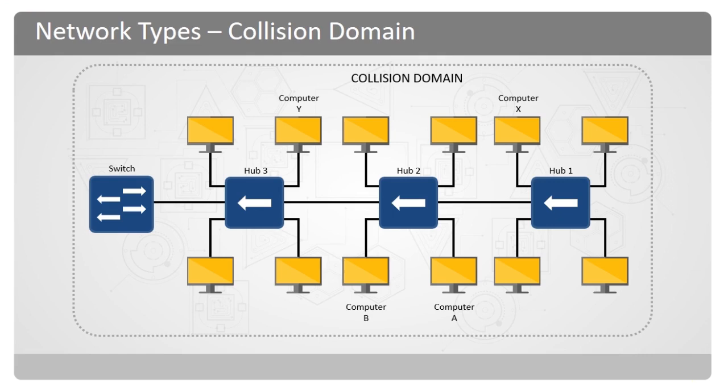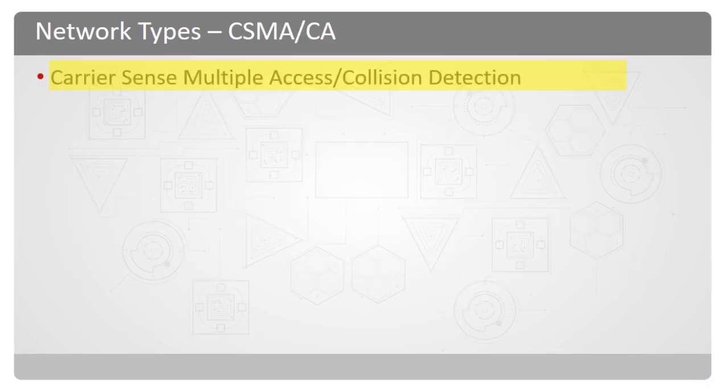So they can stop the collision from going through the switch. But again, on the inside of it, where we see those hubs, that represents the possibility for collisions to occur. Now, this was known at the time of Ethernet being developed. So to try to reduce this, there was a protocol implemented known as CSMA/CD, or Carrier Sense Multiple Access with Collision Detection.